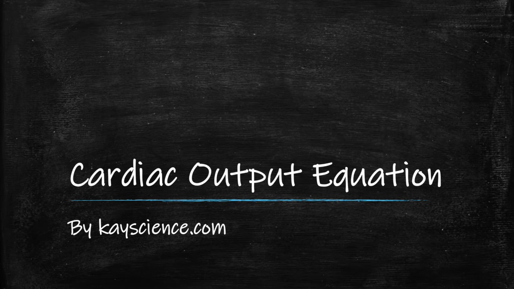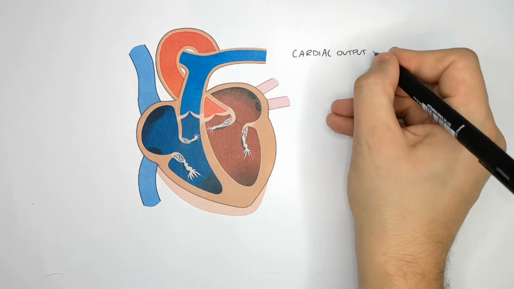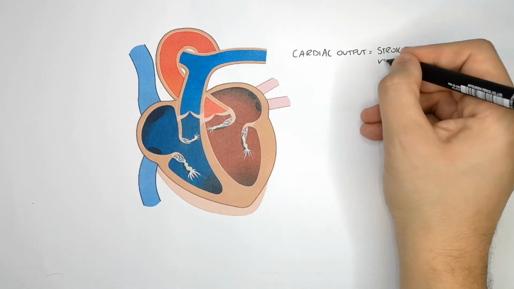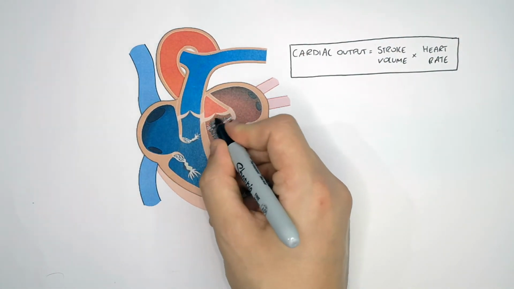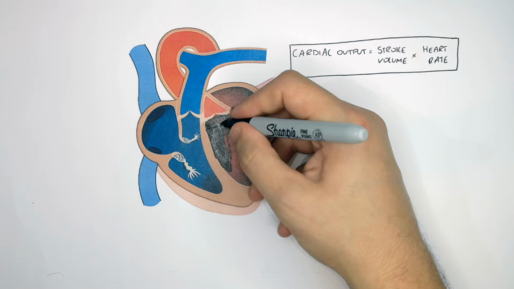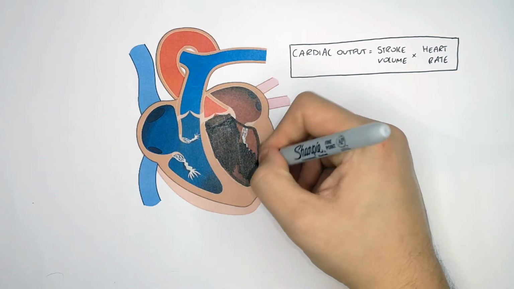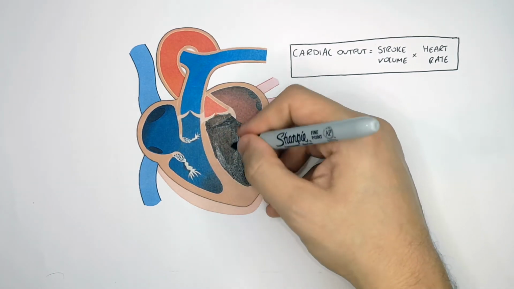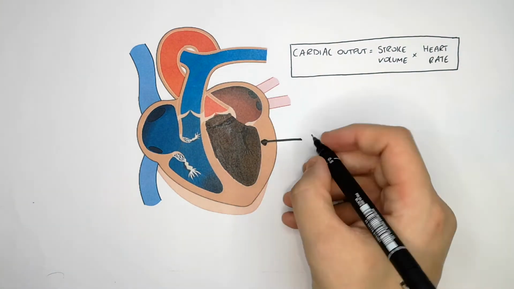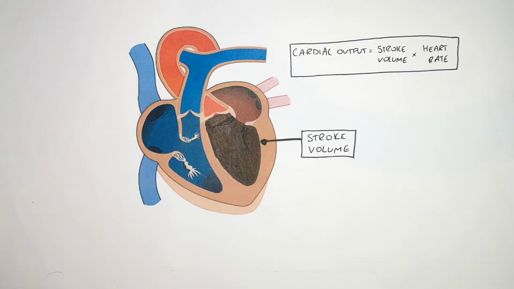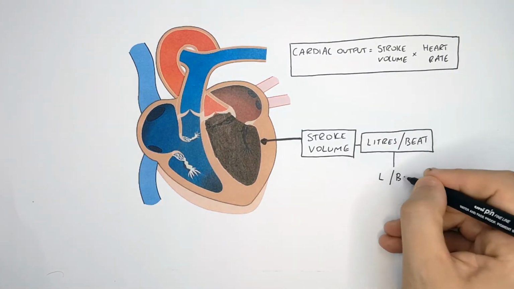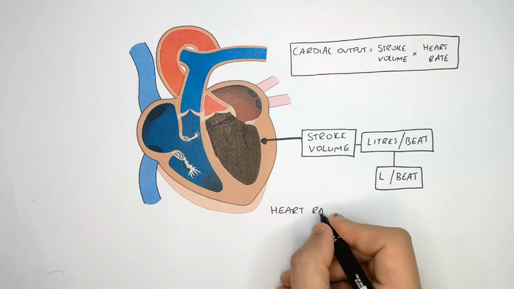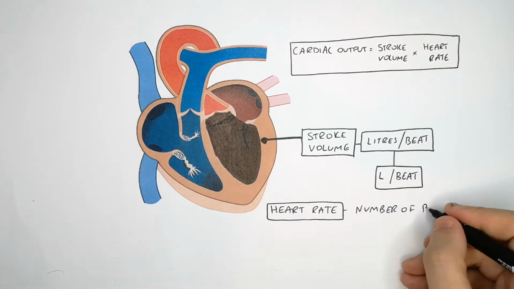Cardiac output by KayScience.com. The equation you need to remember is cardiac output equals stroke volume times heart rate, whereby stroke volume is the volume of blood that the left ventricle pumps every beat. As you can see here, this is the volume of blood that the left ventricle pumps every beat. And the unit is liters per beat. Remember, liters per beat.